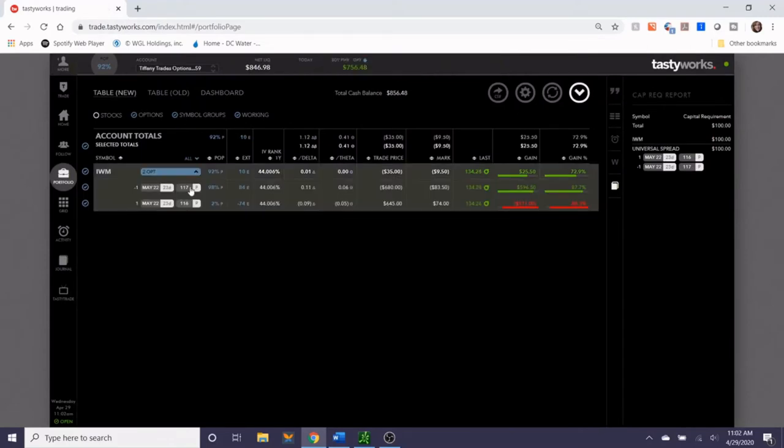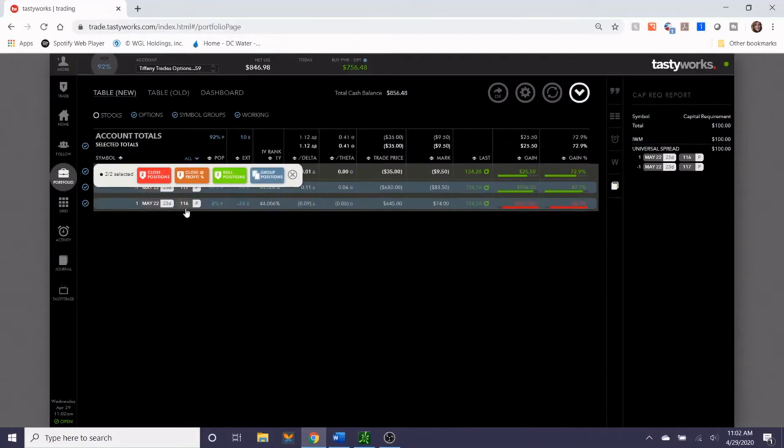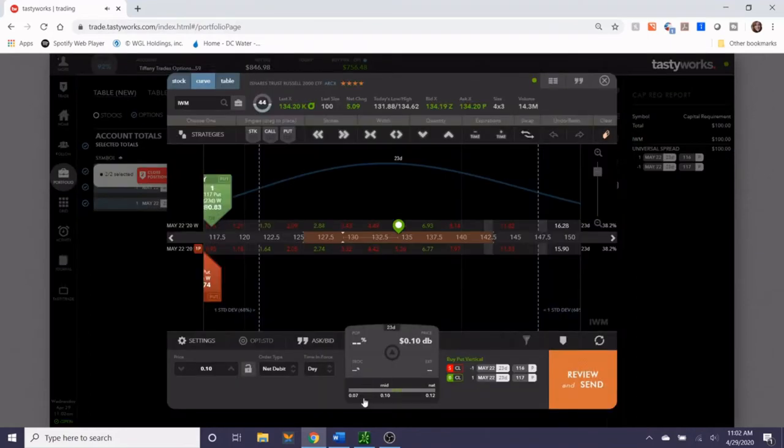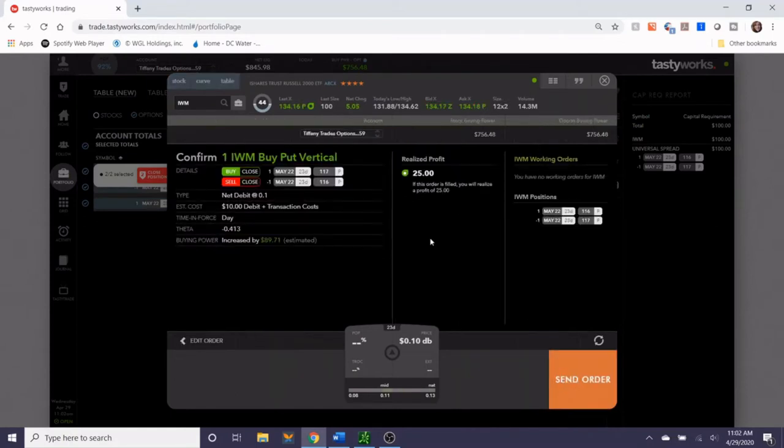I'm going to go ahead and do the same thing for IWM. The bids and the asks are just a little bit wider. I want to take about two-thirds of profit here, so I'm going to lock this in at 10 cents. This one might take a little bit longer to work, but that's fine. If we get this filled at 10 cents, then the realized profit would be $25. It would increase the buying power by $89.71.